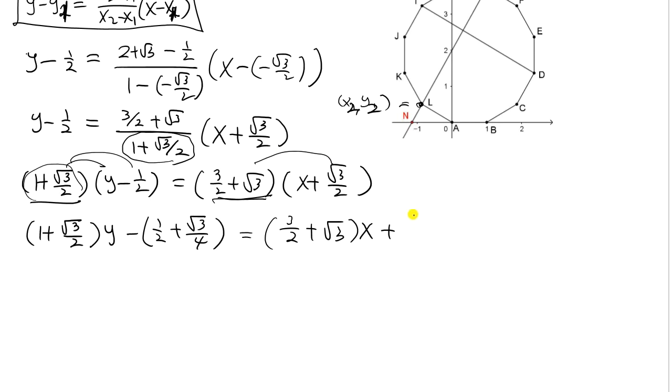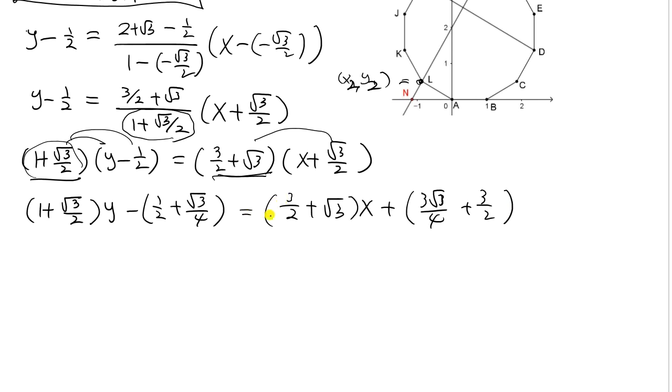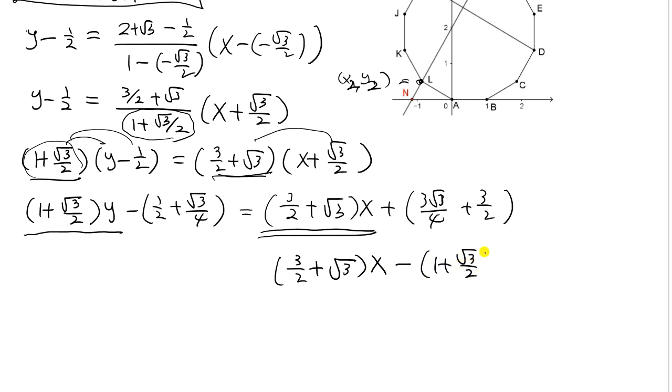So let me just write down the result, like 3 square root 3 over 4, right? Plus 3/2. Then let's just arrange them. Okay, but let me keep this one as it is and subtract this on both sides. So on the right hand side we have 3/2 plus square root 3 x minus (1 plus square root 3 over 2) y, right? Just subtract this one on both sides. And left hand side we just cancel out, right? Minus of this entire one cancels out. Right hand side we have that.